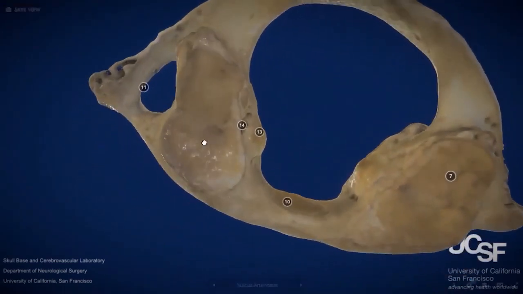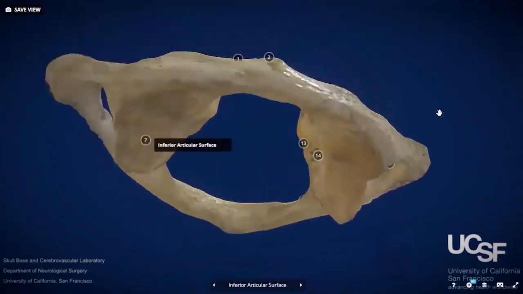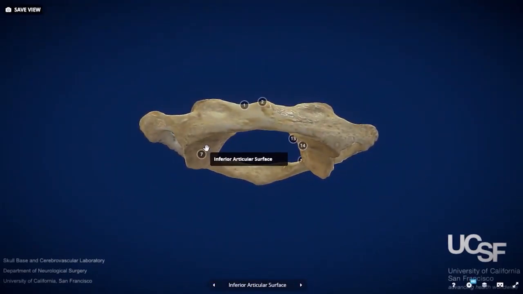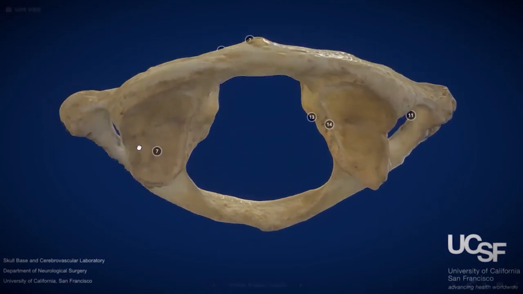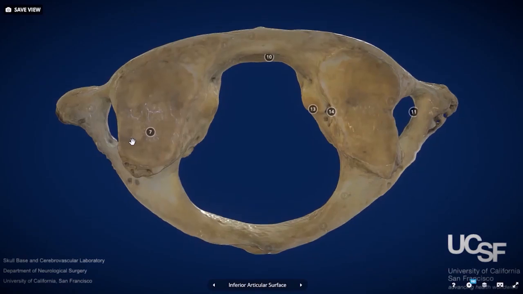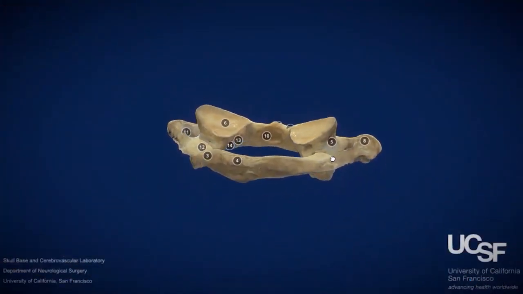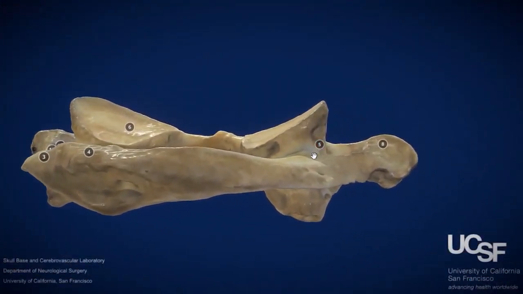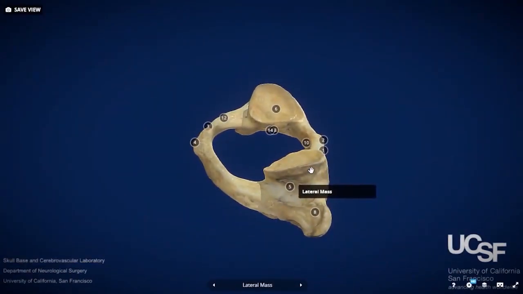And if we move inferiorly, we see that the inferior articular surface, which is going to be the place for the articulation between atlas and axis, has a more parasagittal direction, and in between these two articular surfaces, we're going to have the lateral mass.